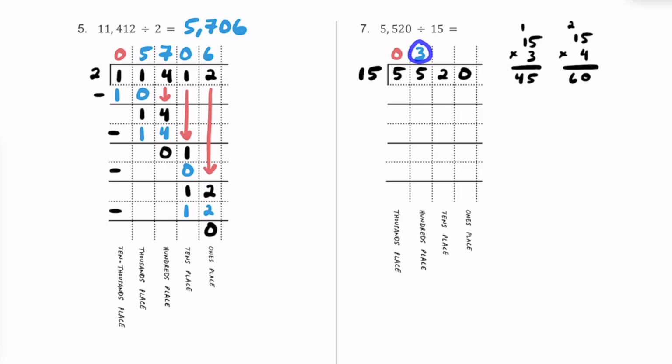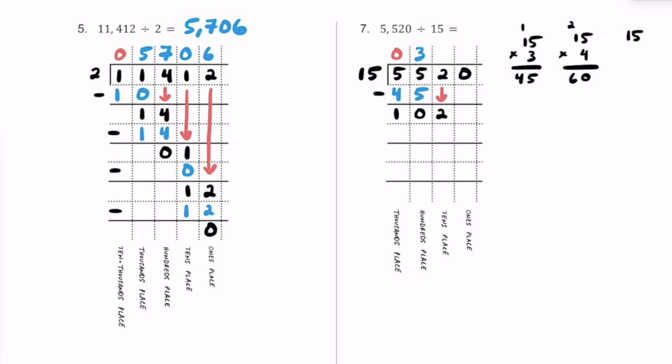So 3 times 15, we just said, is going to be 45. And let's subtract to see if our remainder is less than 15. So 55 minus 45 is going to be 10. All right, that remainder is less than 15, which means we are good to go. Let's go ahead and bring this 2 down and repeat the process. So how many times does 15 fit into 102? Well, we have to go higher than 3 and 4.